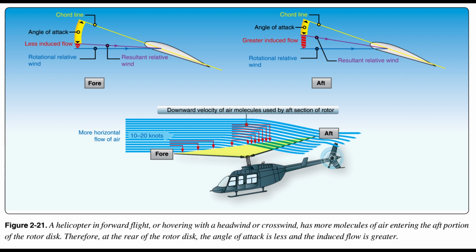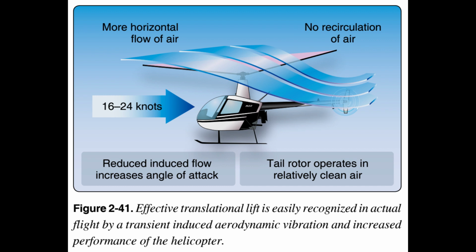Rotational relative wind combines with induced flow to form the resultant relative wind. As induced flow increases, resultant relative wind becomes less horizontal. Since AOA is determined by measuring the difference between the chord line and the resultant relative wind, as the resultant relative wind becomes less horizontal, AOA decreases. See Figure 2.21.